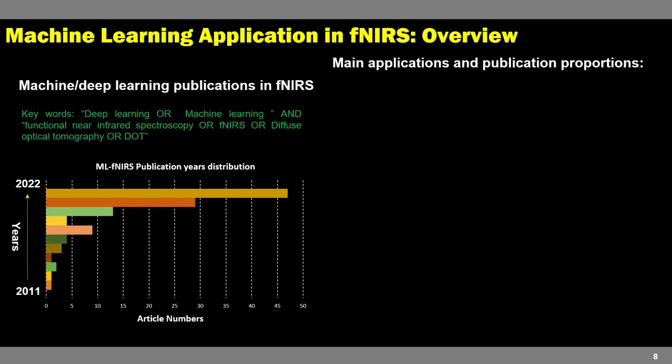Nowadays, machine learning is used everywhere. In our fNIRS field, the first paper appeared around 2011. To date, around 100 papers have appeared, especially in the last 2 years. I'm so excited to see such applications in our field.